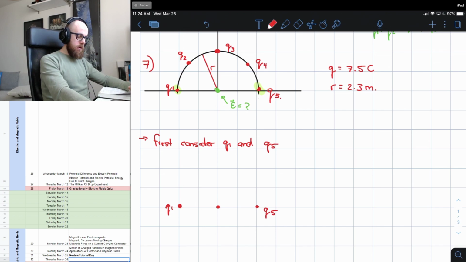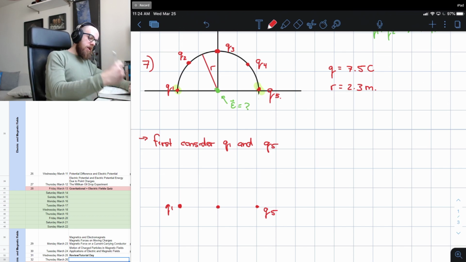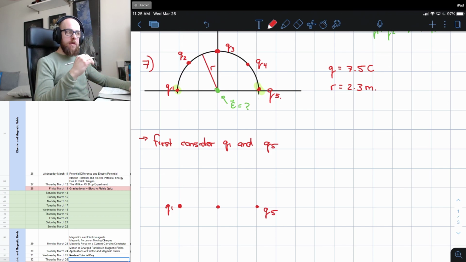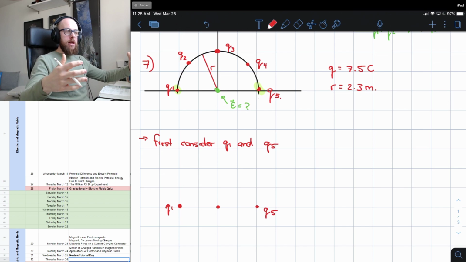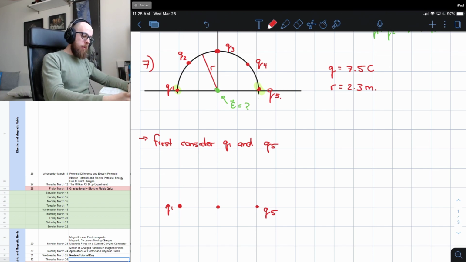Now, since Q1 and Q5 are both positive point charges, the electric field will point away from each of them, right? So Q1 will generate an electric field, and Q5 will also generate its own electric field. If I look at the electric field first from Q1, the electric field points to the right. So this would be E1. And because Q5 is the same positive point charge, it would point to the left. This would be E5.